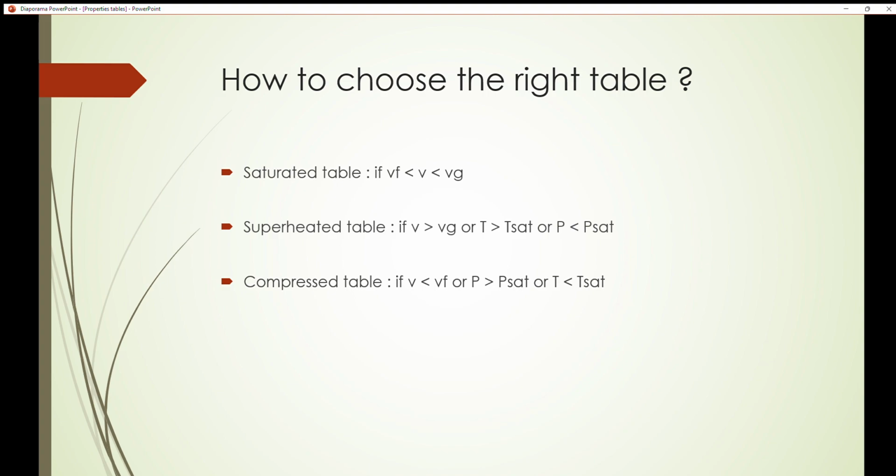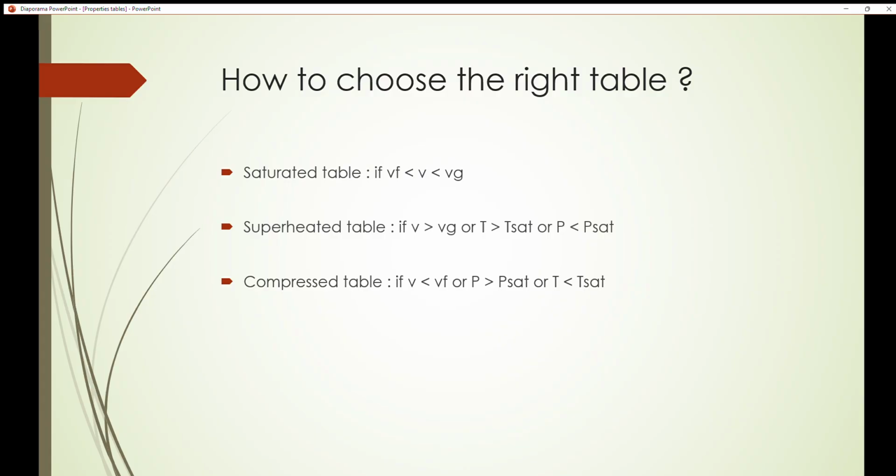If your specific volume is lower than the specific volume of gas and higher than the specific volume of fluid, you know you're in the saturated table. If it's higher than the specific volume of the gas, it's for the superheated table. If it's lower than the specific volume of the fluid, it's in the compressed table. So you see, for superheated we operate with gas, and for compressed, we operate with fluid. Because superheated is vapor, compressed is liquid. It's logical. You can keep that in mind.